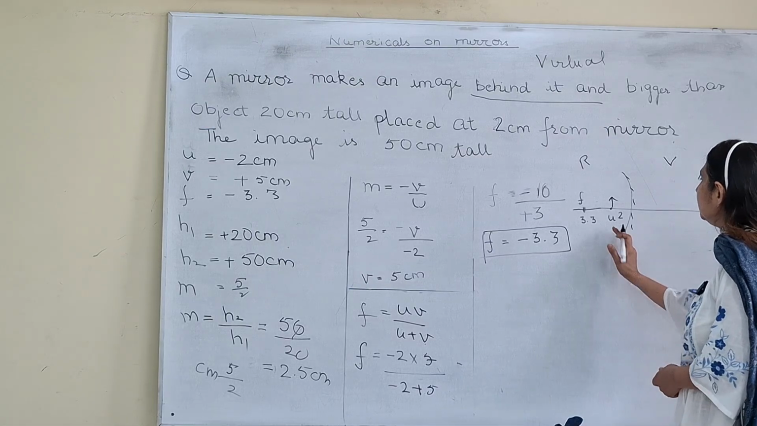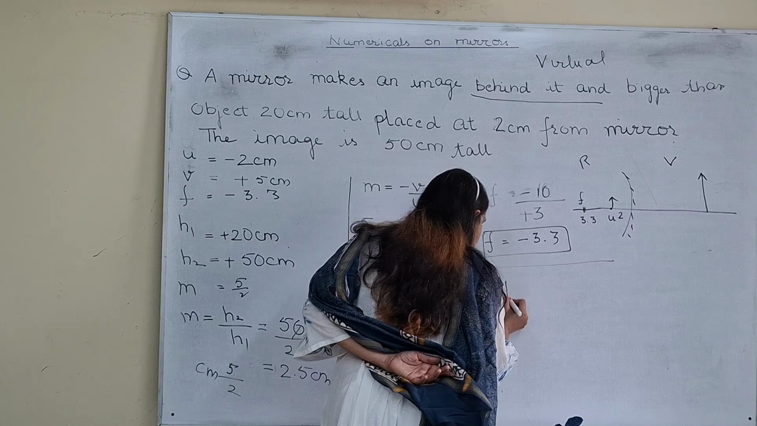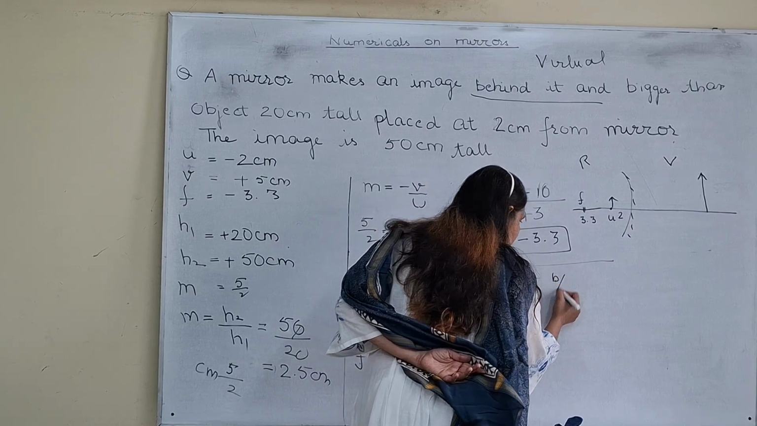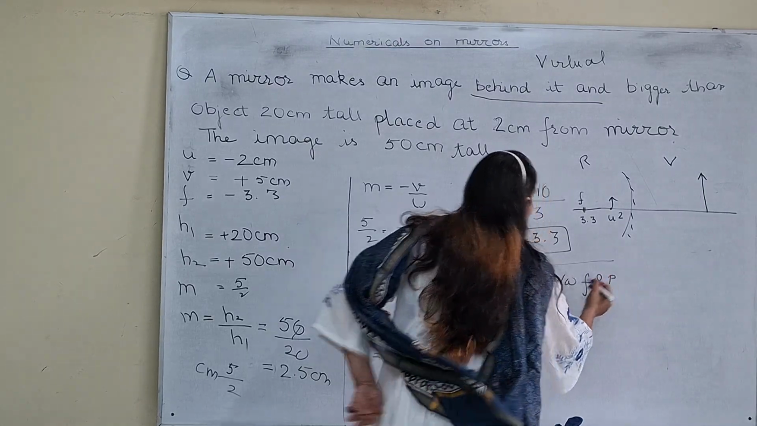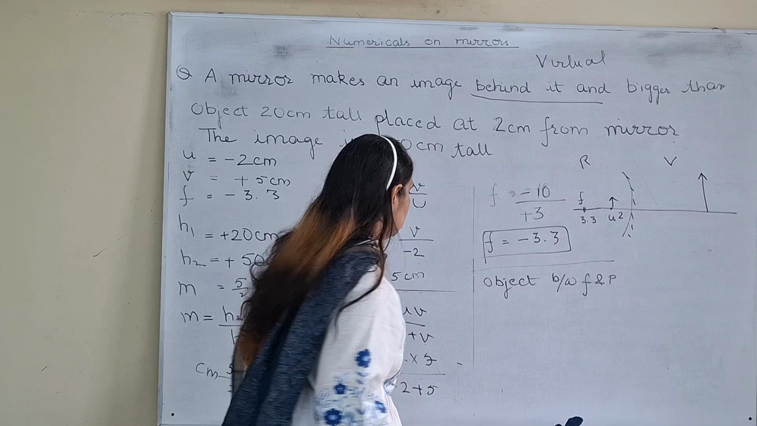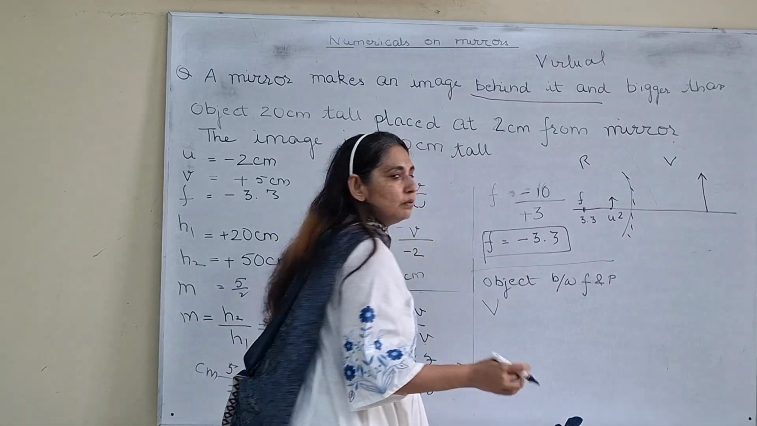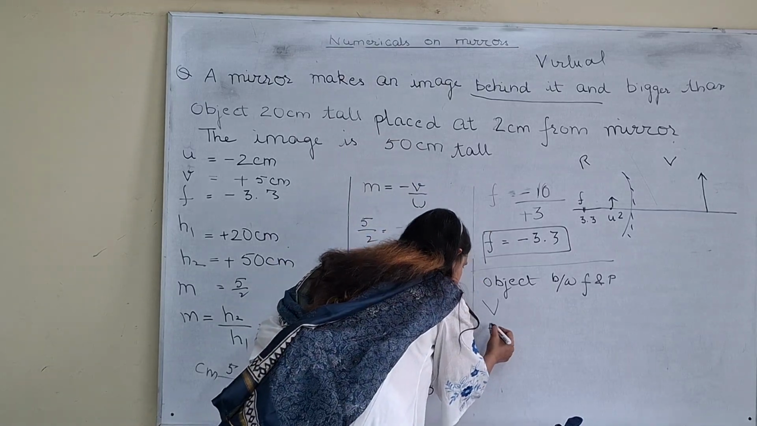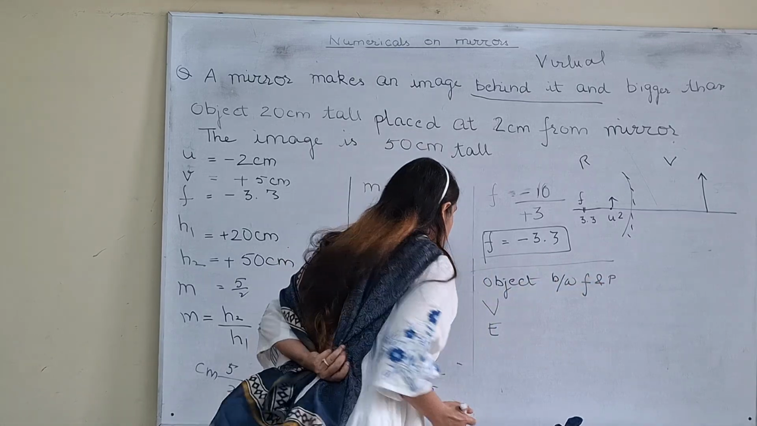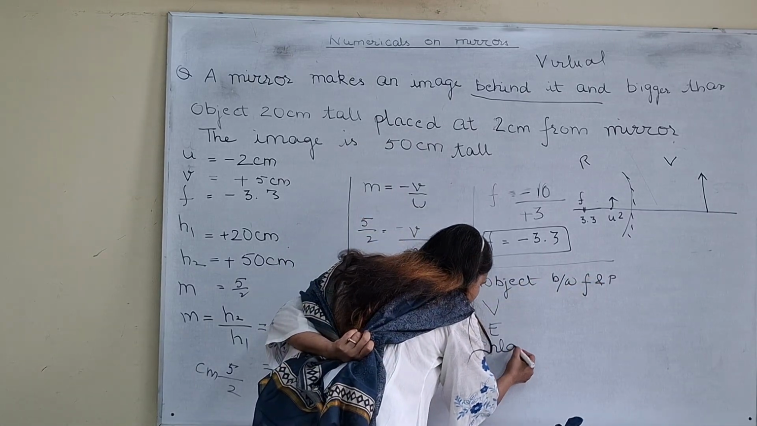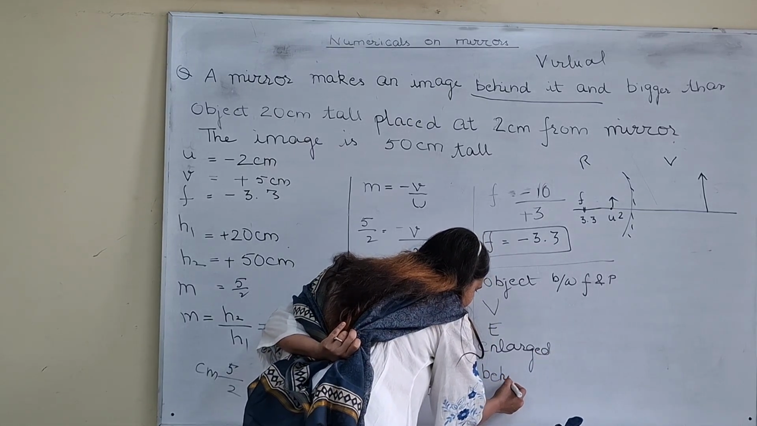So the case will be the object, next thing if I write, object is between focus and pole, then only it can do such a thing. Okay, and now let's write the properties. We know it's behind the mirror, so virtual are always erect, so erect. Now we already know that the image is bigger, so we can say it enlarged, and the place they have only given behind mirror.